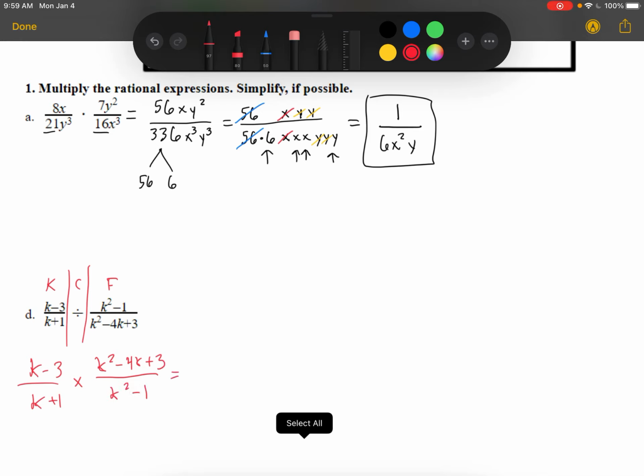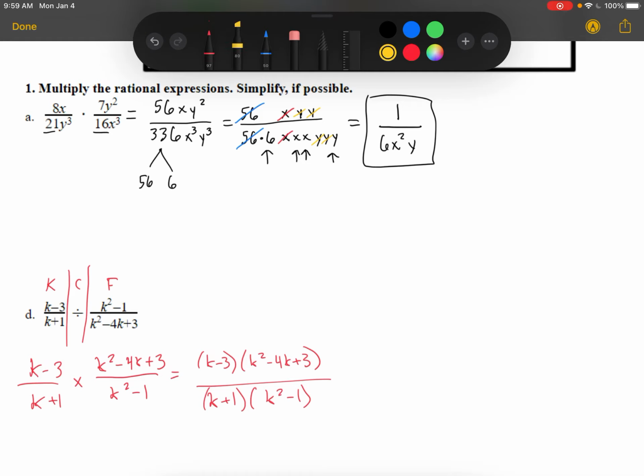And then now we just multiply straight across. So we have k minus 3 times k squared minus 4k plus 3, and then on the bottom, k plus 1 times k squared minus 1. And if we go back to last week's video, we can remember that when we're simplifying, sometimes we need to do some factoring. So k minus 3, that's great, that's fully factored. But here and here, these are both factorable if we break them out into 2x2 boxes.